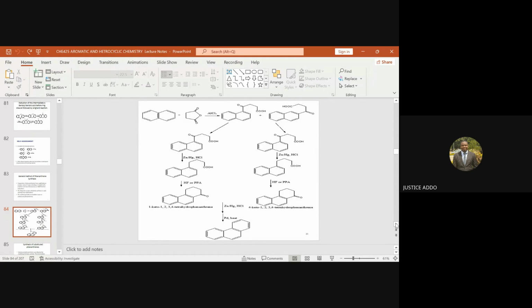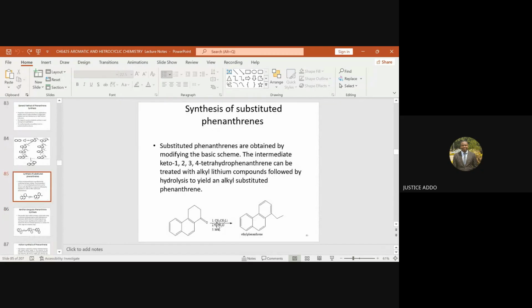So you try to be very conversant with one of them. This is just a one-step synthesis of what? A derivative of phenanthrene, just one step. So you have this starting material in alkyl lithium, then acid hydrolysis, you heat, and then you have what? An ethyl phenanthrene.